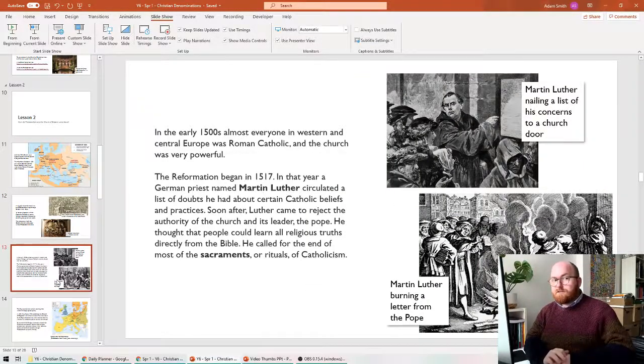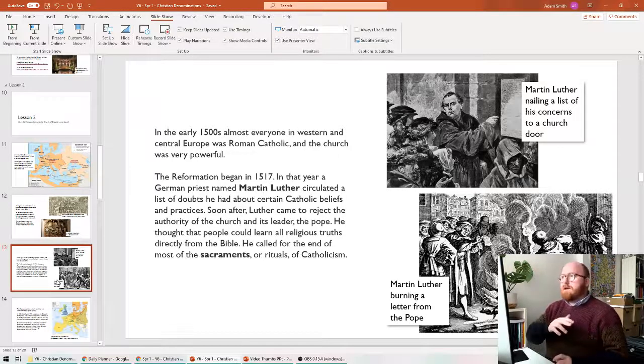In the early 1500s, almost everyone in Western and Central Europe, including the UK, was Roman Catholic, and the church was very, very powerful. The Reformation began in 1517, and in that year, a German priest called Martin Luther circulated a list of doubts he had about certain Catholic beliefs. And this is a picture of Martin Luther up here on the right.